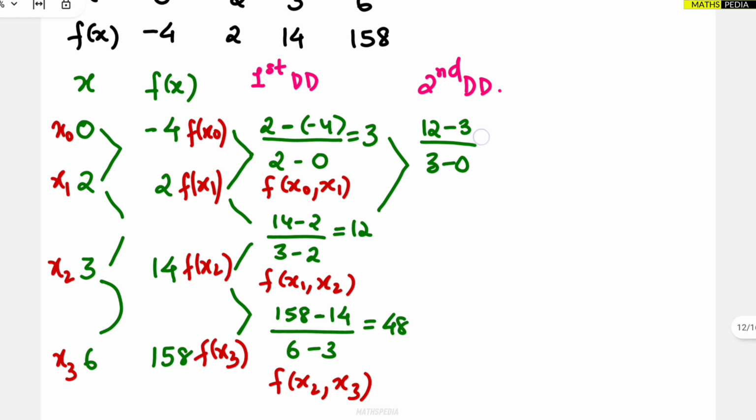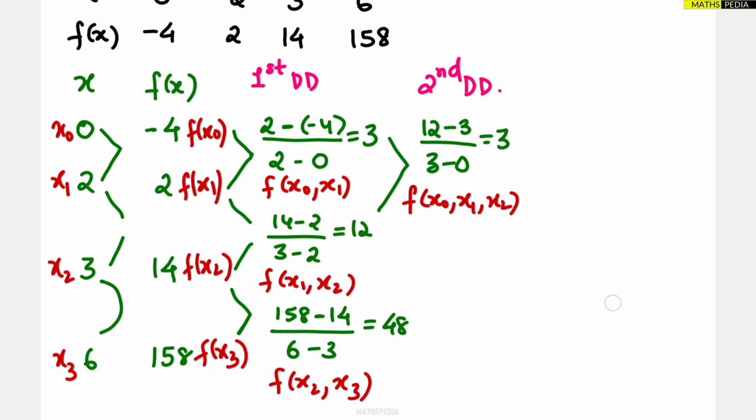This is the important part you have to remember. Not 2 minus 0, it is 3 minus 0. You will be getting the answer as 3. This will be named as f of x0, x1 and x2, because you can observe x0, x1, x1, x2. So all the three variables have been utilized.